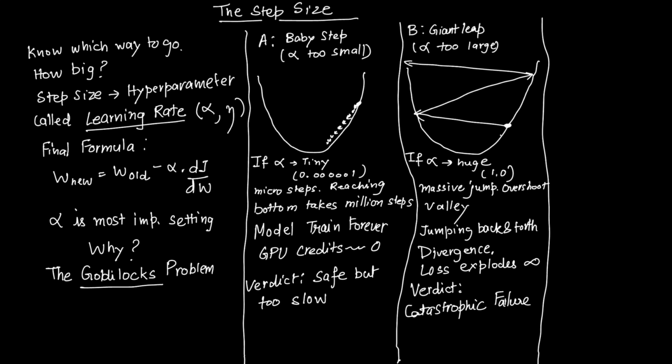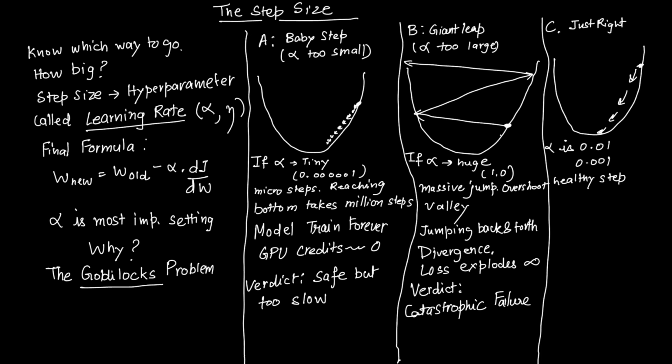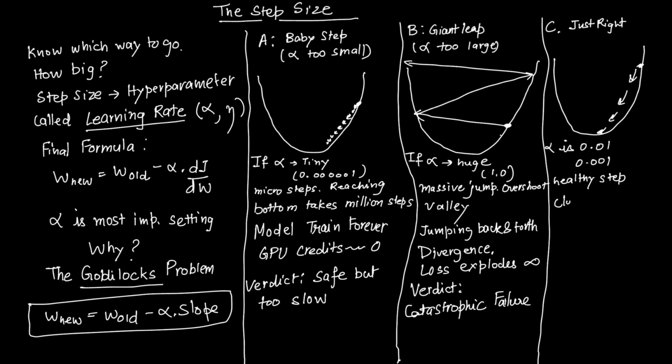The verdict is catastrophic failure. If alpha is just right, maybe 0.01 or maybe 0.001, you take a healthy step towards the valley. Crucially, look at the math again. W new is equal to W old minus alpha dot slope. As you get closer to the bottom, the minimum, the slope naturally gets flatter, closer to 0. Since we are multiplying by the slope, our steps automatically get smaller as we approach the destination. We settle in gently, like a golf ball slowing down right at the hole.